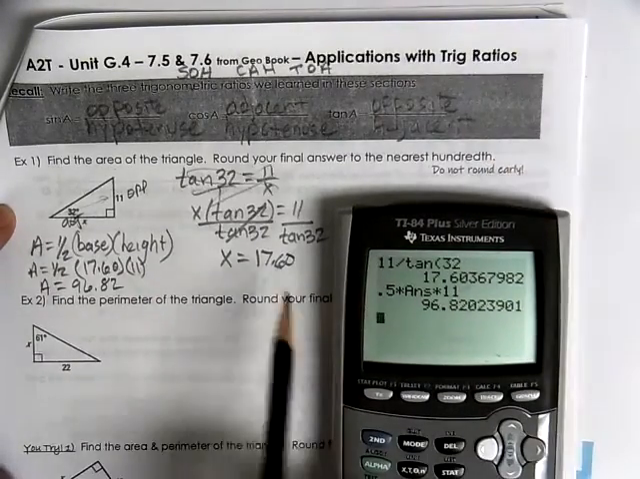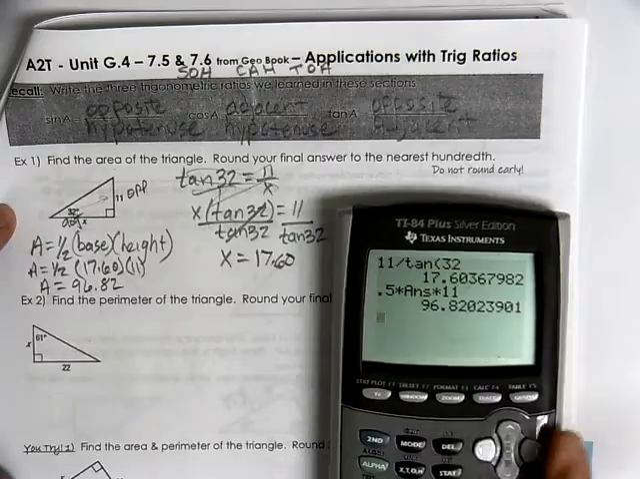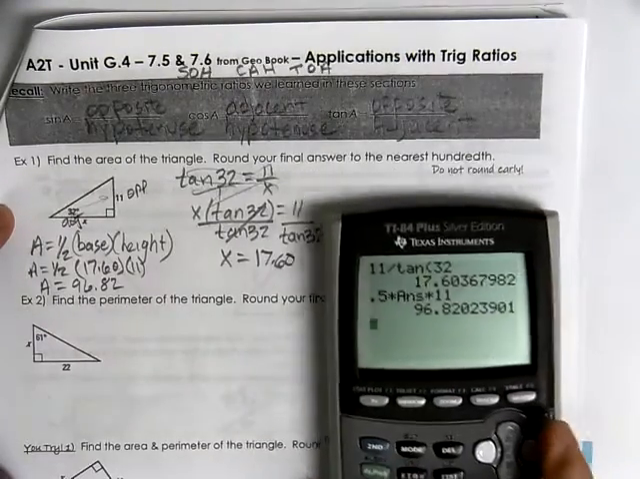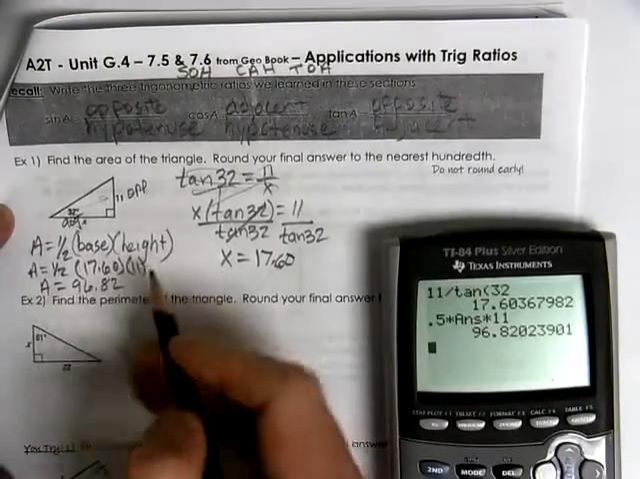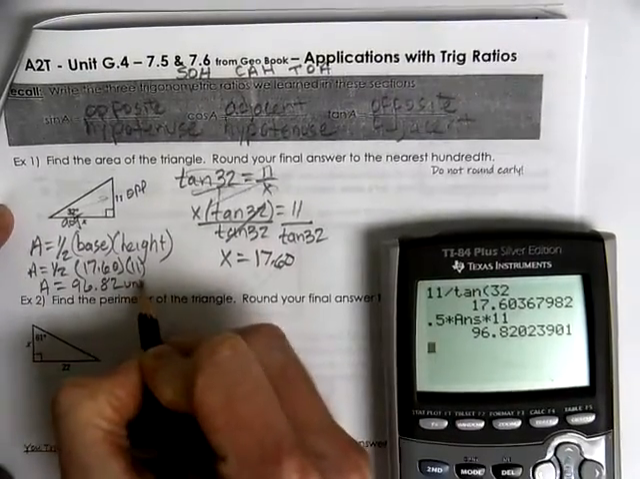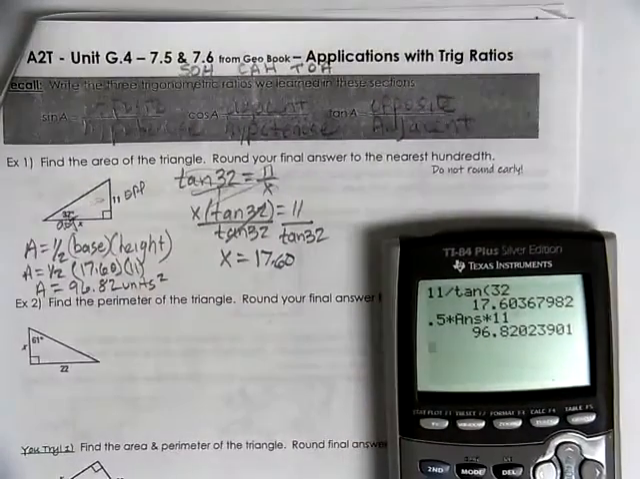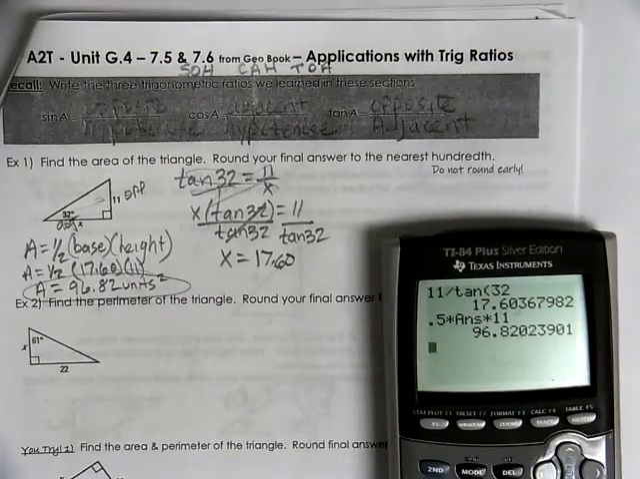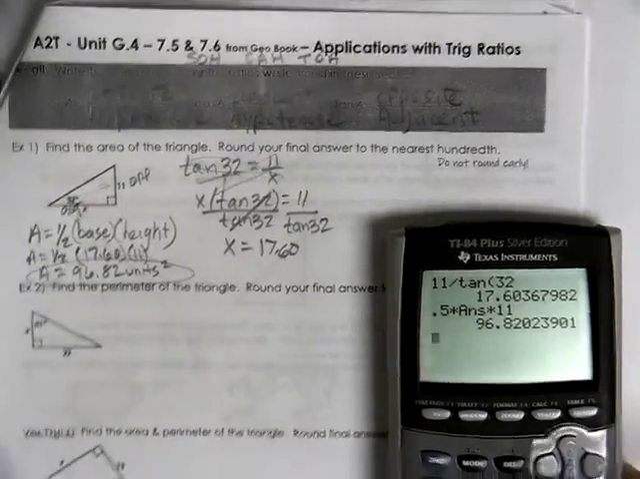We didn't round early. We didn't round our work in our calculation. We used the answer value. And we don't have specific units, so we'll just call this units squared. So that's our value of the area of a triangle. You have to know base times the height, divided by 2.